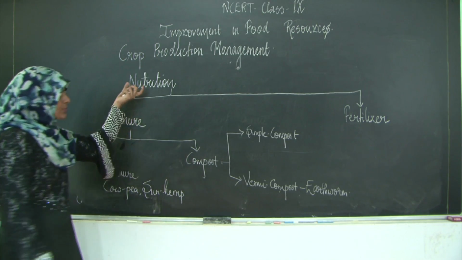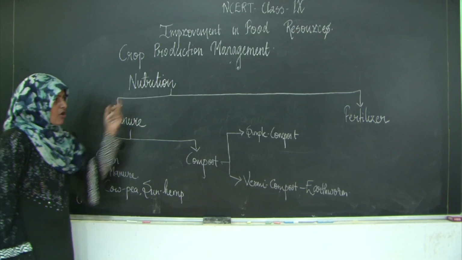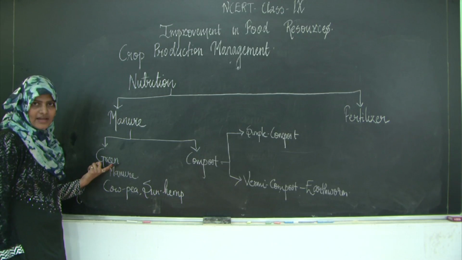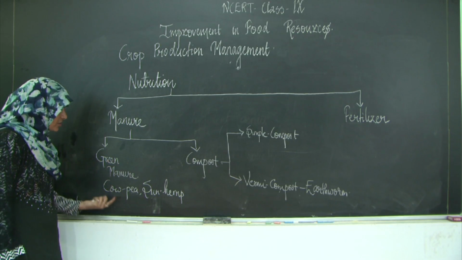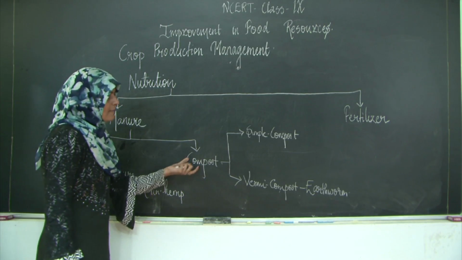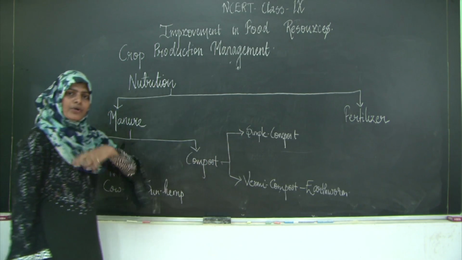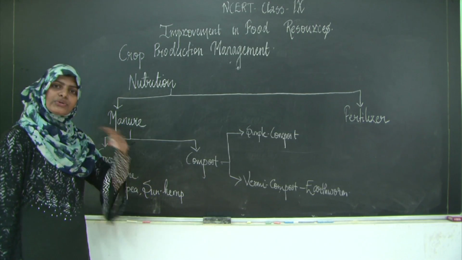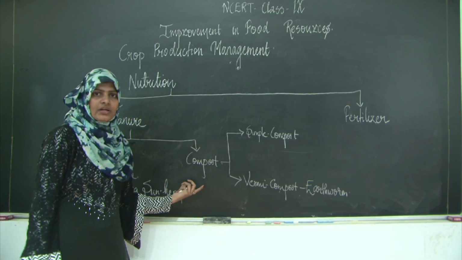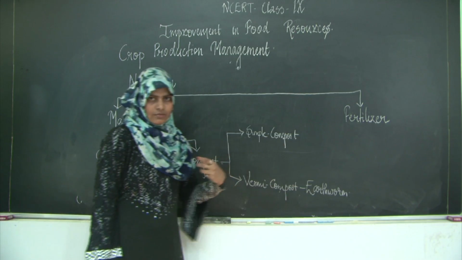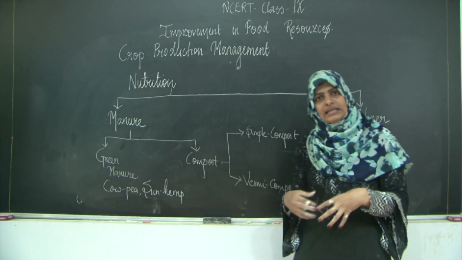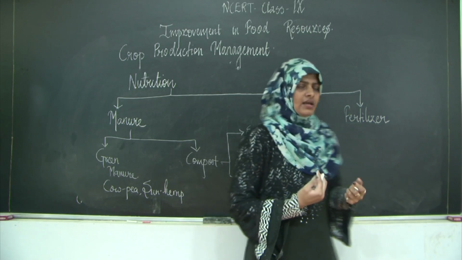So the nutrients can be managed by either giving manure or fertilizer. Manure you can give in two types, either green manure, where you are growing a plant which will serve as a manure, or compost. In compost, you can have simple compost, where you put all the waste and allow it to degrade by itself, or you can have vermicomposting. What are you doing in vermicomposting? You are adding the earthworm so that it can break down the soil nutrients into smaller chunks and the plant can easily absorb it.